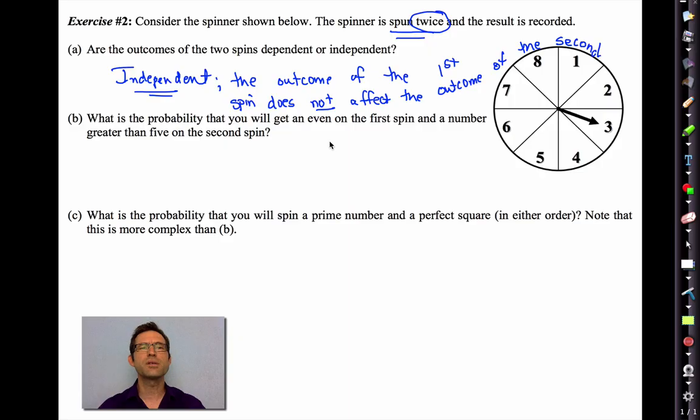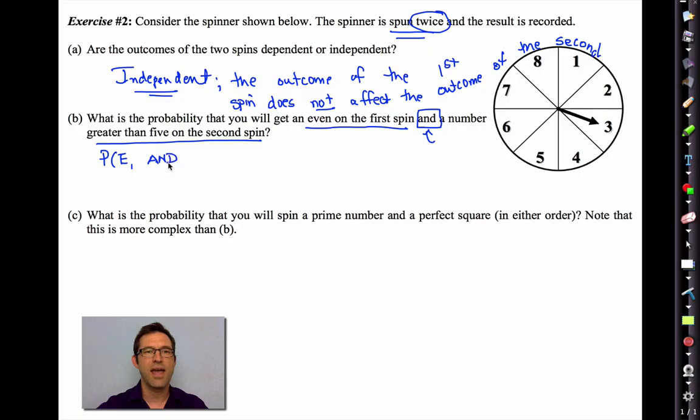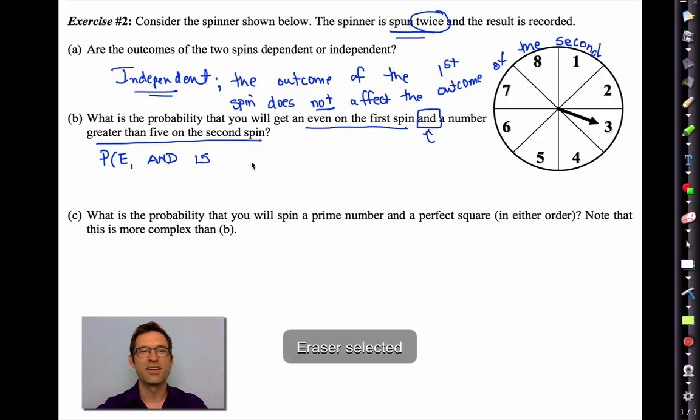Now, letter B says, what is the probability that you will get an even on the first spin and a number greater than 5 on the second spin? And boy, is that and important. All right. So I'm going to say even on the first spin, I'm going to capitalize it, and less than 5? Let me go with something different. That doesn't look good. Let's go with less than 5 on the second spin.